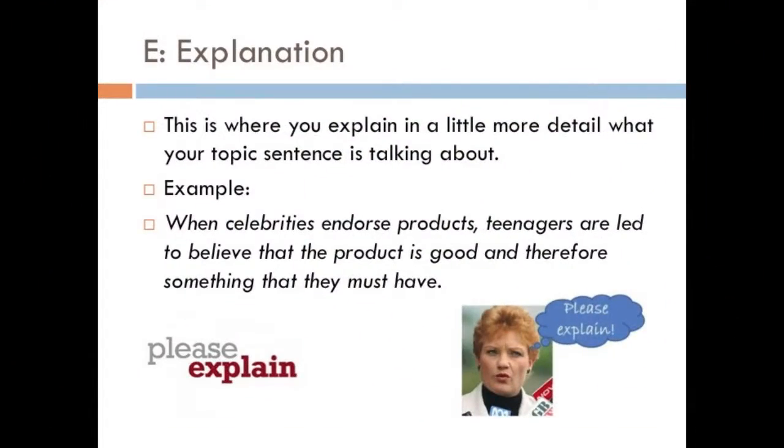So E stands for explain, and this is where you need to talk a little bit about what you mentioned in your topic sentence. So I alluded to the fact that celebrities were people that they look up to, and if they say a product is good, then teenagers are going to think they're good. So here's an example of my explanation sentence. When celebrities endorse products, teenagers are led to believe that the product is good and therefore something that they must have. Okay, I've explained myself a little bit more clearly. You know really well now what my paragraph is talking about.